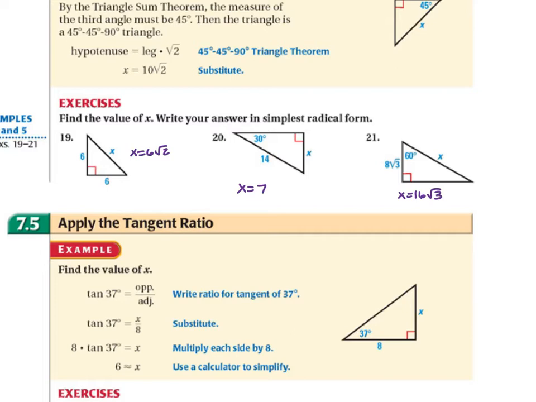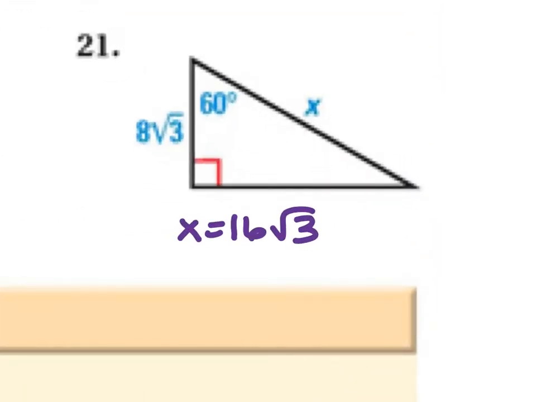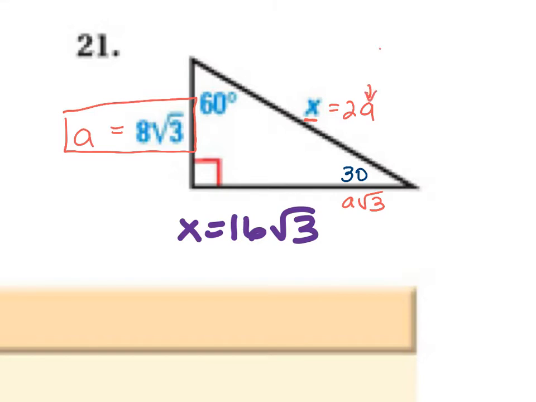Brianna. 21? Sure. Okay, so it's a 30-60-90 triangle. I know that because of 60. This is 30, which makes this side A. This side would be A root 3, and this side would be 2A. So if A equals 8 root 3, and I want to find x here, I'm going to take the 8 root 3 and plug it in for the 2A. I'd get 2 times 8 root 3.